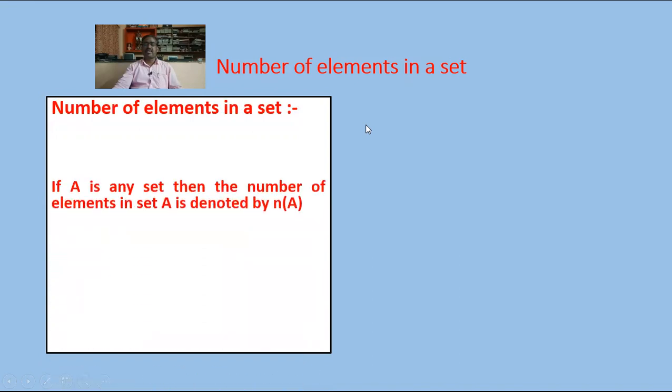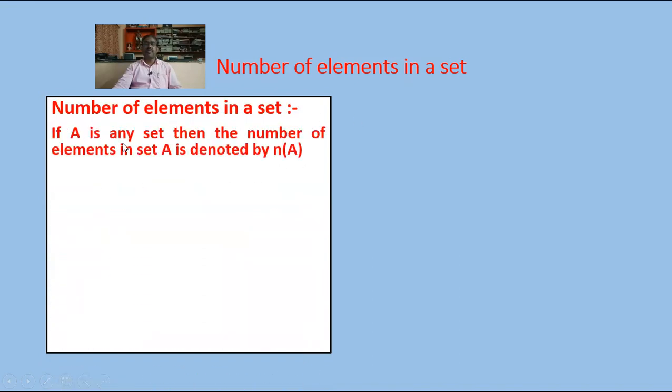Next important part in these chapters is the number of elements in a set. Number of element in a set, first you understand, if A is any set, then the number of element in a set A is denoted as n(A). The set A, capital A is the name of set and small n indicates the number of elements.